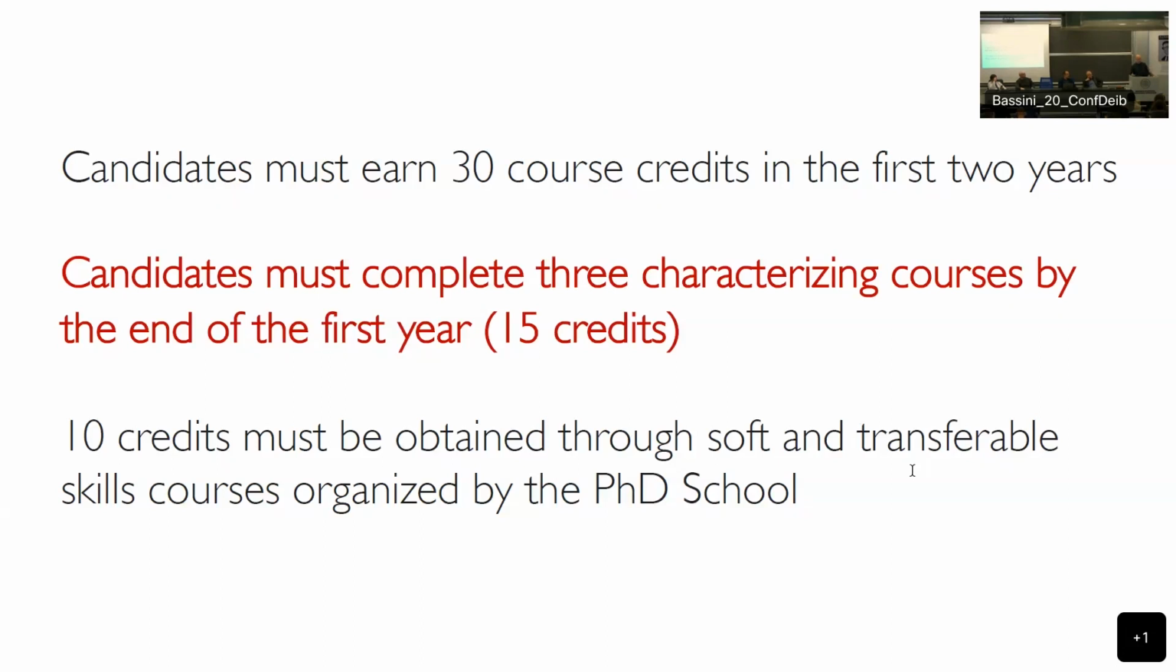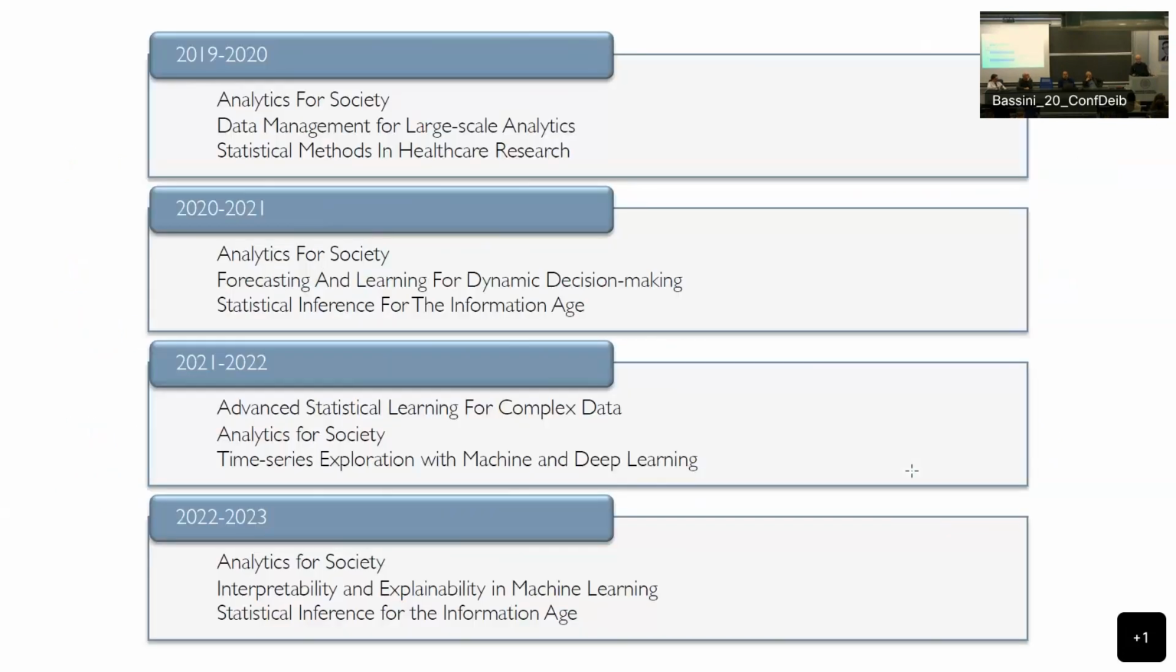So that's our idea. And as usual, 10 credits must be obtained through the soft and transferable skill courses organized by the PhD school, which are the main ones. For instance, at the bottom, the courses this year are Analytics for Society, Interpretability and Explainability in Machine Learning, and Statistical Inference for the Information Age. The first is from the management school, the second is from the DEIB, and the third is from the mathematical department. And obviously, if you are from an IT school, you are very welcome to attend these courses.